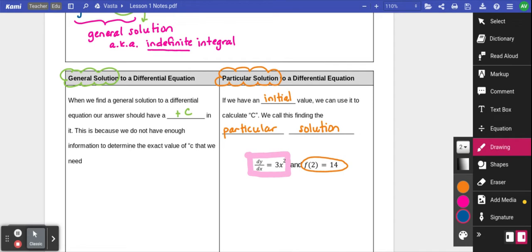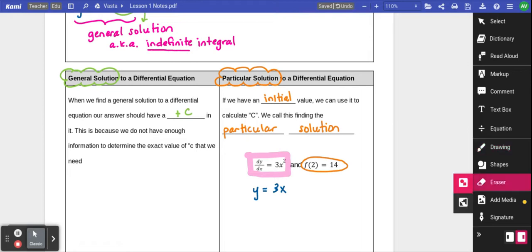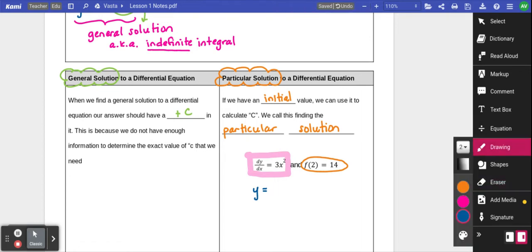So the first step is find the antiderivative. The antiderivative of dy over dx would be y. The antiderivative of 3x squared is x cubed. And we know that we have this plus c.